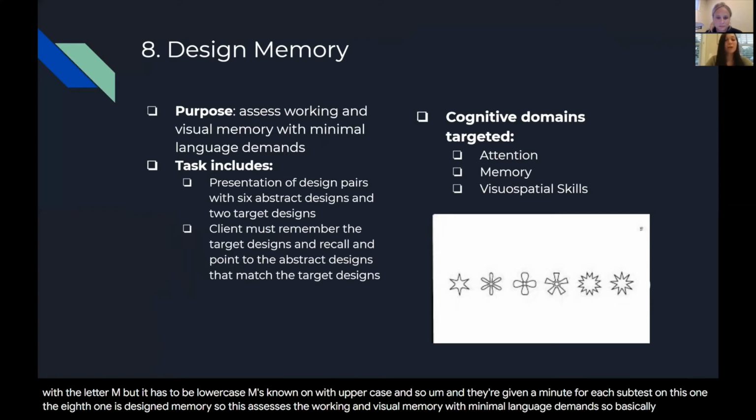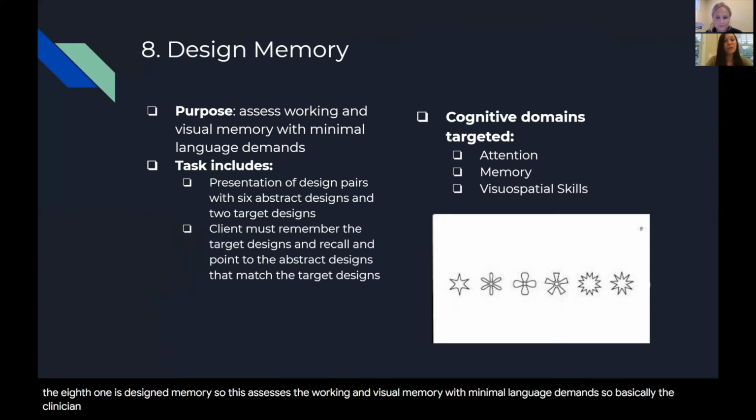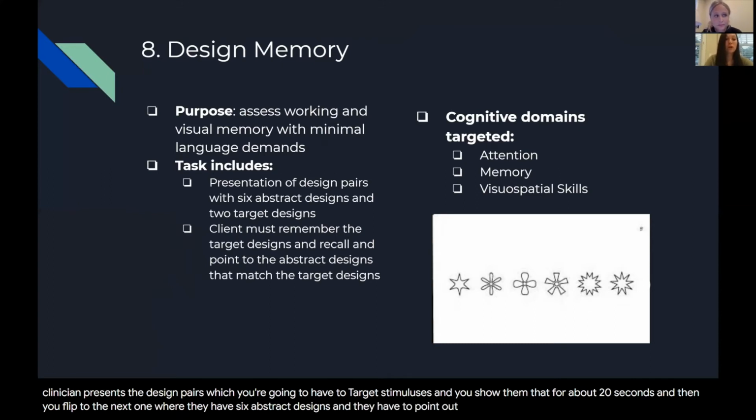So basically, the clinician presents the design pairs, which have 2 target stimuli, and you show them that for about 20 seconds, and then you flip to the next one where they have 6 abstract designs, and they have to point out the stimulus design.